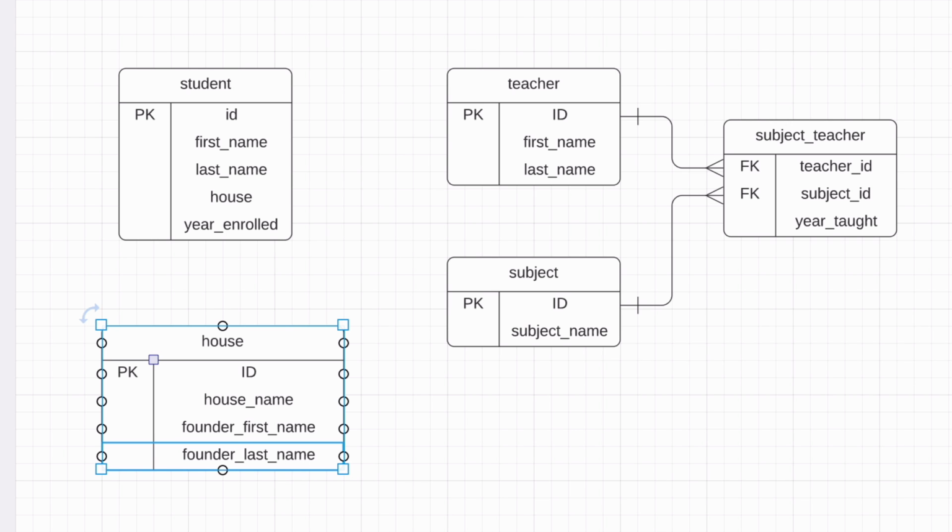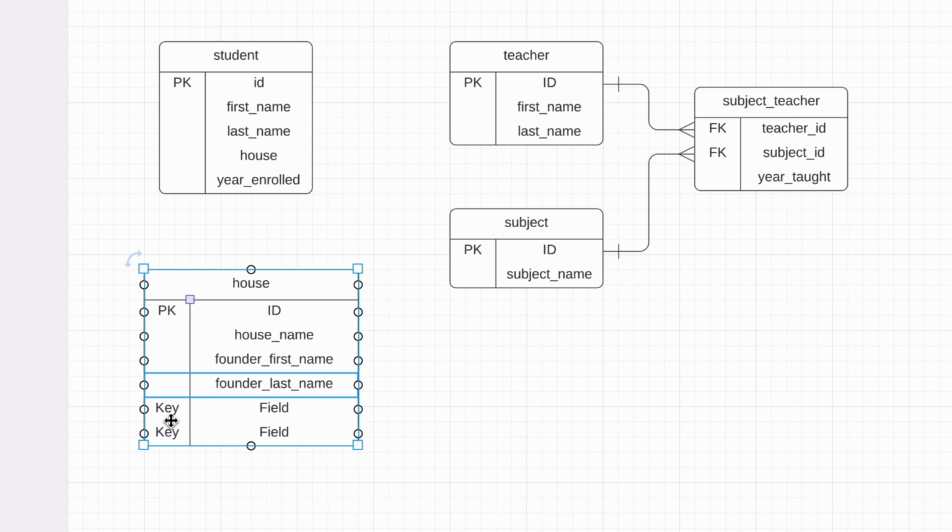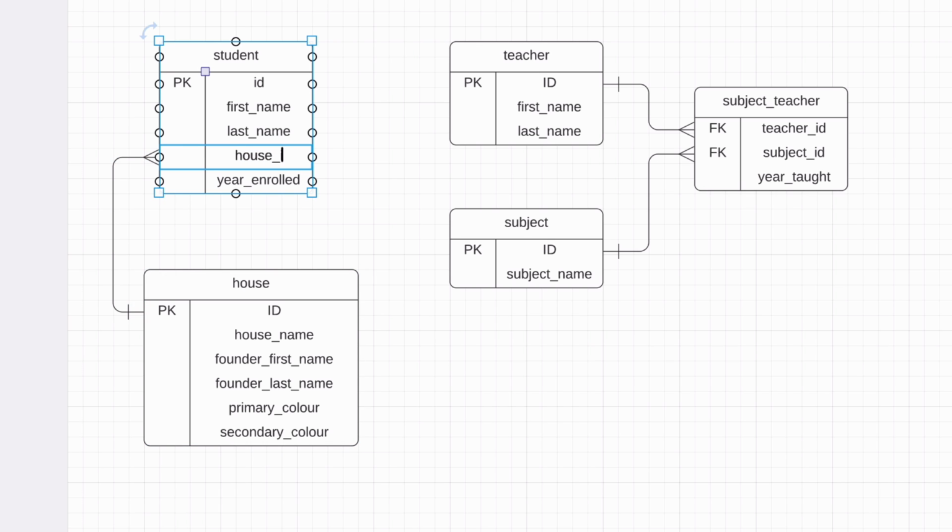We can also add the primary colour, red for Gryffindor, green for Slytherin, and so on. Let's also add the secondary colour, which is gold for Gryffindor, black for Hufflepuff, and so on. Now, we should link the student to the house. We know that a student belongs to one house, and a house has many students. So, we put the house ID in the student table as a foreign key.